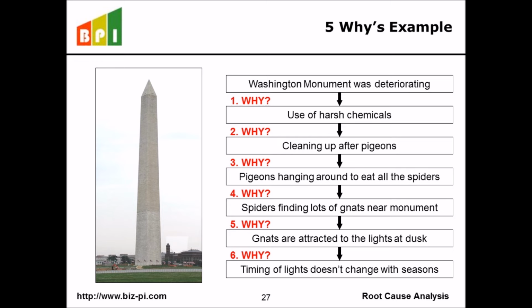at dusk. So we go down to a sixth why and ask, why are there so many gnats there attracted to the lights? And we find out that the timing of the lights didn't change with the seasons, and so therefore it was offset. So as you ask why after each cause, you can start to appreciate how complex the problem might be.